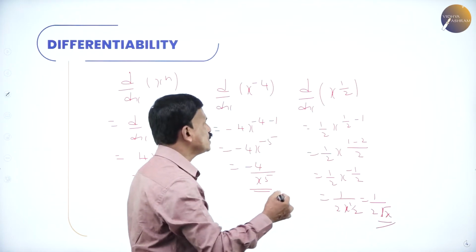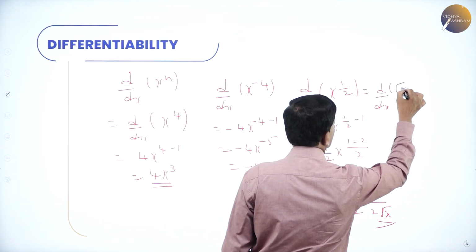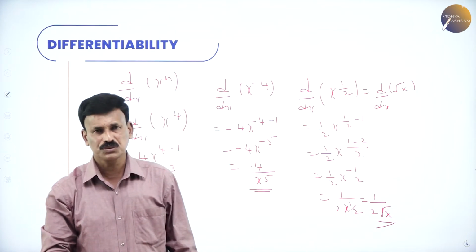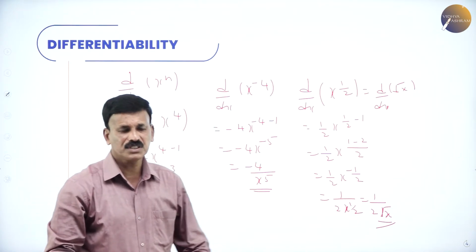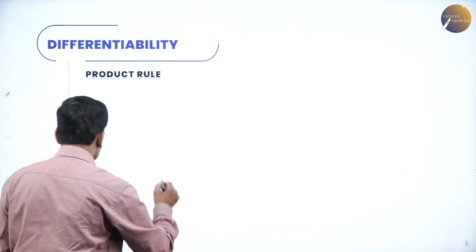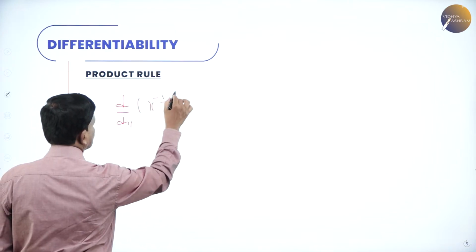So d by dx of root x can also be written as d by dx of x to the power of 1 by 2, which is equal to 1 over 2 root x. Now if I take a fraction, let us take negative fractions. Suppose it is like this, d by dx of x to the power of minus 1 by 2.